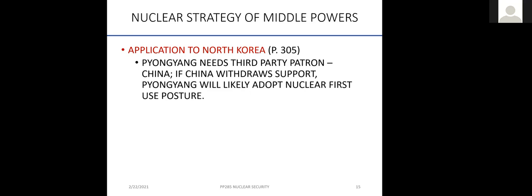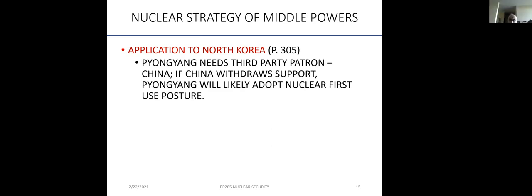So another question, Professor Nacht. What Vipin Narang is saying seems to be what countries will do reactively towards aggression. Has there been any work, or does Vipin Narang consider any possibility of a country potentially using nuclear weapons proactively rather than reactively?